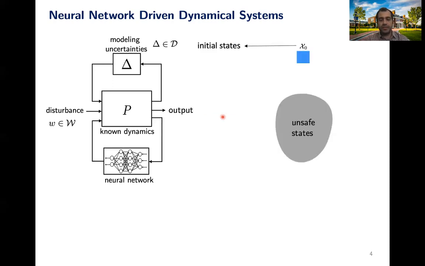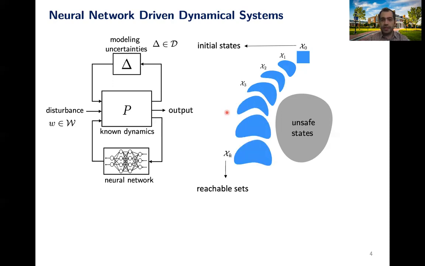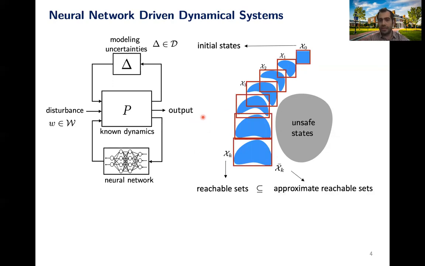For instance, in safety verification, our goal is to verify whether a given set of initial conditions are not driven to an unsafe region in the state space. So in order to verify the safety, we need to actually compute the reachable sets for a finite time horizon. However, this is typically computationally intractable, especially when we have neural networks in the closed loop system. So we need to resort to over approximating the reachable sets.